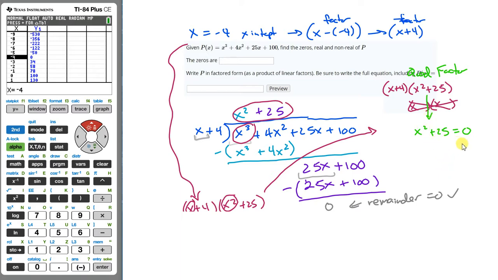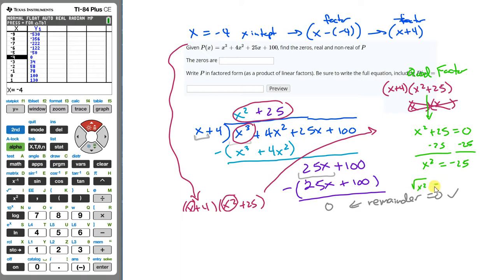Now, how would I solve this? Since there's no x's, we can use what's called the square root property. I can just move the 25 across. So I got lucky here, I don't have any x's. If I had some x's, this would be a lot harder. I'd have to use quadratic formula. Okay, so I'm going to have x squared equals negative 25. Take the square root of both sides.